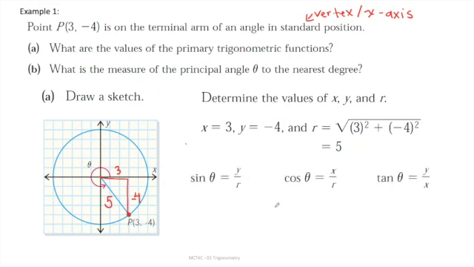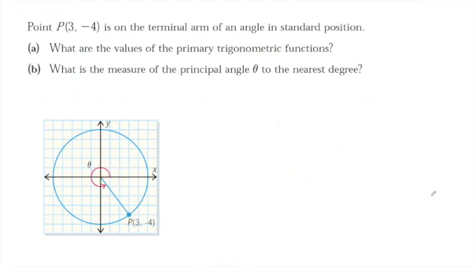From our previous slide, we know that sine theta is equal to y over r, cos theta equals x over r, and tan theta equals y over x. Remember that this is your x, this is your y, this is your r. Sine is opposite all over hypotenuse, so you're going to get -4 all over 5. Your cosine is adjacent, so 3 all over 5. And tan is y over x, opposite all over adjacent, so -4 all over 3.